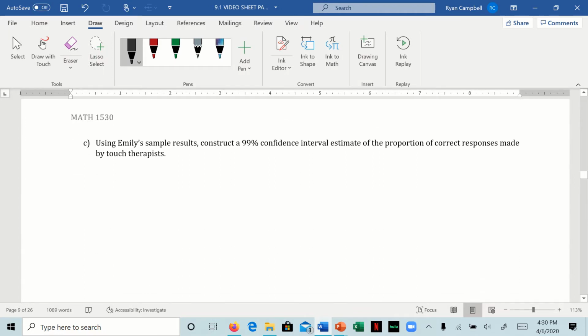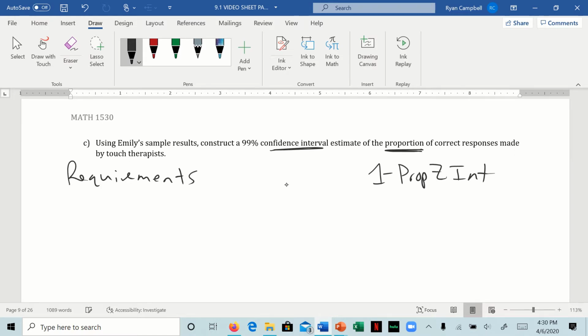All right, part C. Using her results, construct a confidence interval estimate of the proportion of correct responses made by touch therapists. So it tells us a confidence interval to estimate the proportion. So we know we're going to be doing 1 prop z int. But first, let's make sure that we actually can do this. Are the requirements all met?